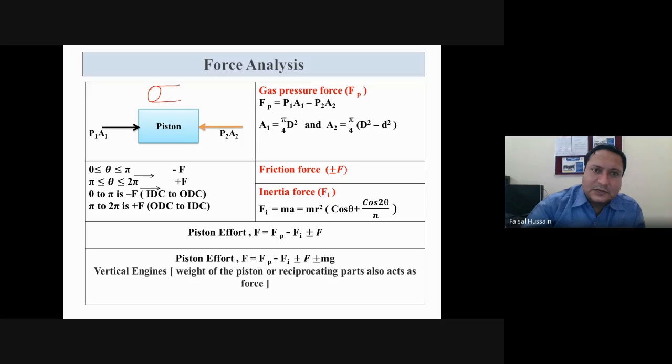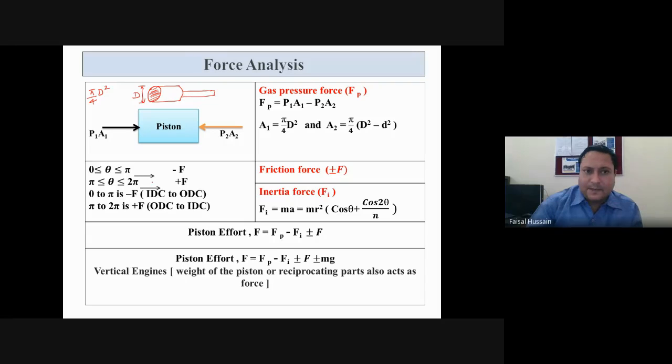This is our piston. Now with the piston here, there will be a piston rod. This is my piston rod, and this is the free side. Let us assume that on this side the diameter of the piston is D. So the cross-sectional area here will be pi by 4 D square.